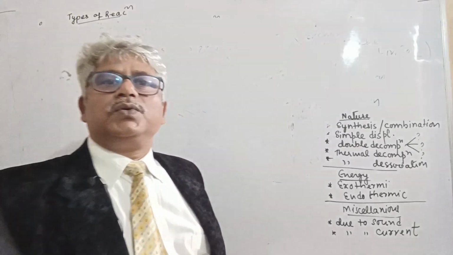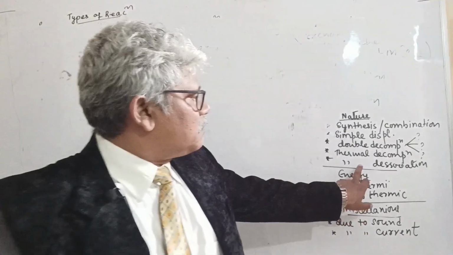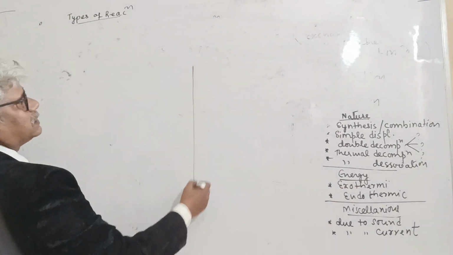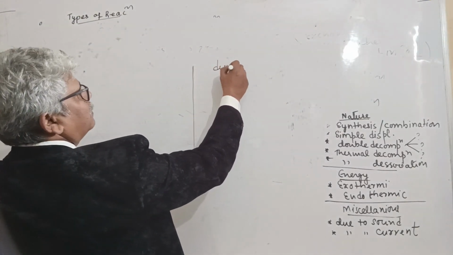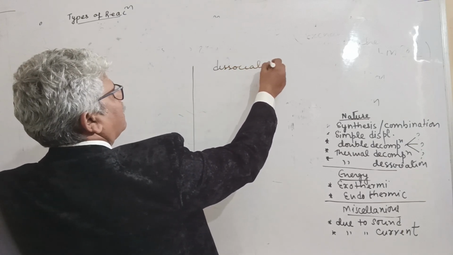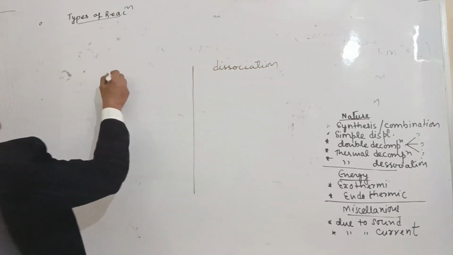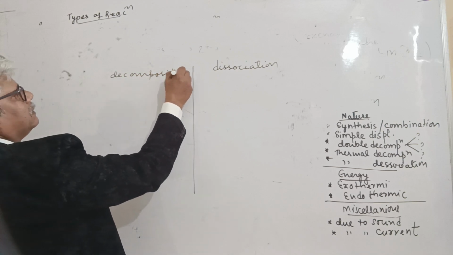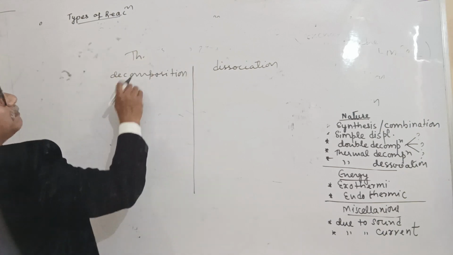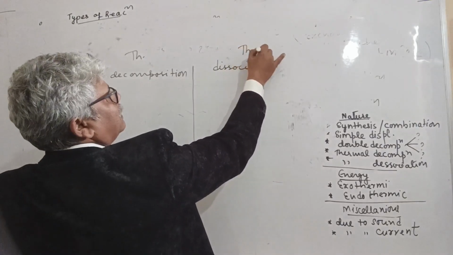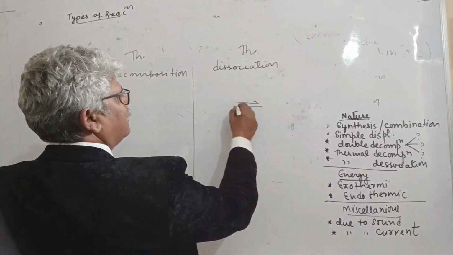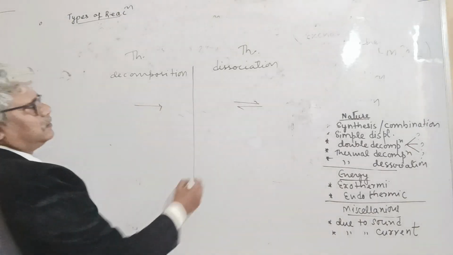Now we are coming to the next topic called thermal dissociation. Now what is the difference between thermal dissociation and decomposition? Both are brought about due to heat, thermal decomposition and thermal dissociation. For the records, these are reversible, these are irreversible.